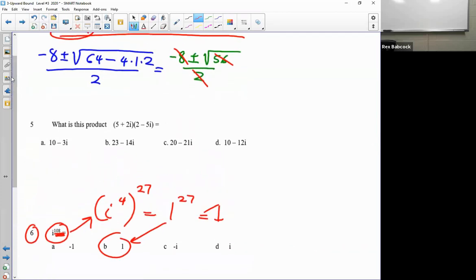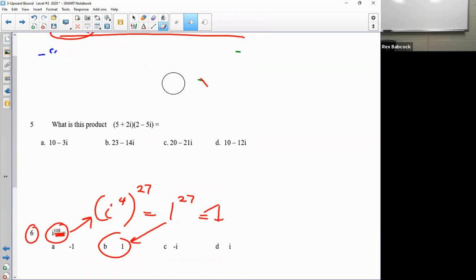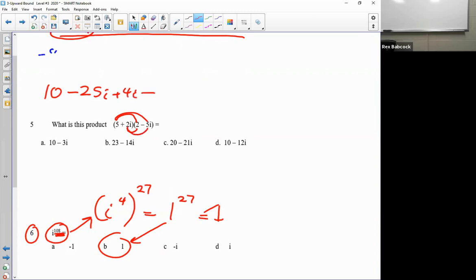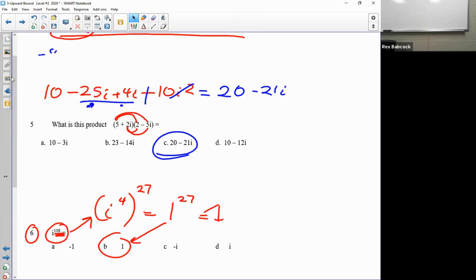This one right here, I use FOIL, just like I was taught back in middle school. 2 times 5 is 10. 5 times 5 is 25. And that's i terms. 2 times 2 is 4i. And 2 times 5 is negative 10 i squared. 25 minus 25 plus 4 is a negative 21 on their i terms. i squared is negative 1, so that makes that a positive 10. The answer here would be 20 minus 21i, answer C. So the rules, not all the rules apply, but most of them do on imaginary numbers.